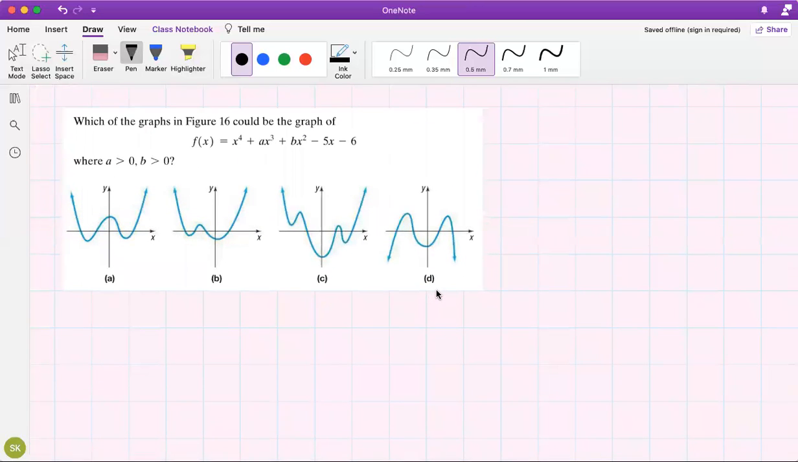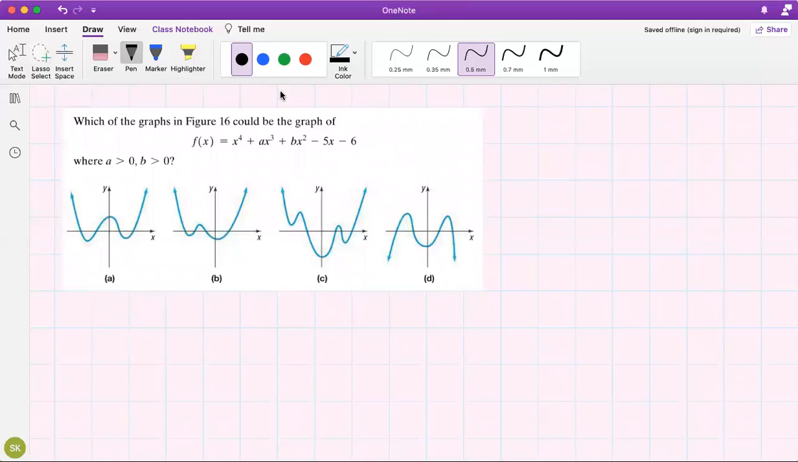All right. Here's another example from your book. It says, which of the graphs in figure 16 could be the graph of this function? f of x is x to the 4th plus a x cubed plus b x squared minus 5x minus 6, where a and b are greater than 0. And in this figure, you can see there are 4 graphs, and we're trying to match f with one of these graphs. Let's see what we can do with this.